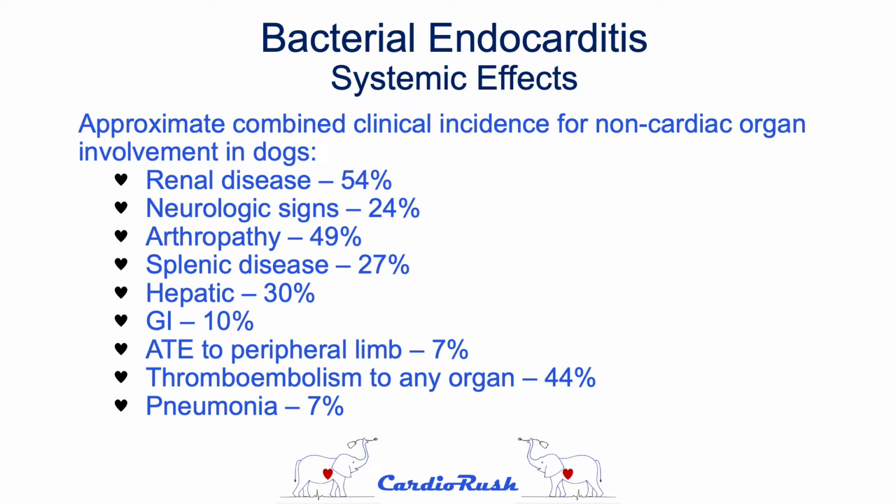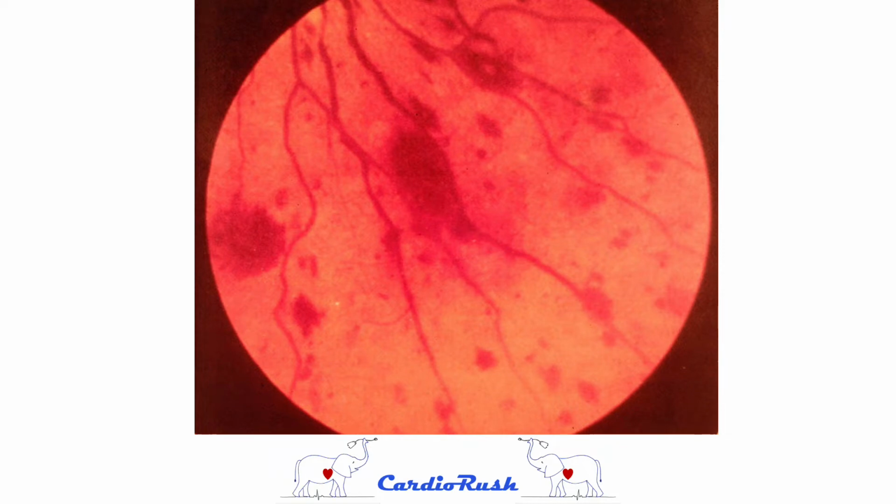Overt arterial embolism to a peripheral limb may occur less commonly, but can be seen, as any organ can be affected by thromboembolic disease. And pneumonia can develop, but may be more frequent with right-sided bacterial endocarditis affecting the tricuspid or pulmonic valve. Here's a picture of the back of a retina showing evidence of hemorrhages from an animal that had endocarditis.